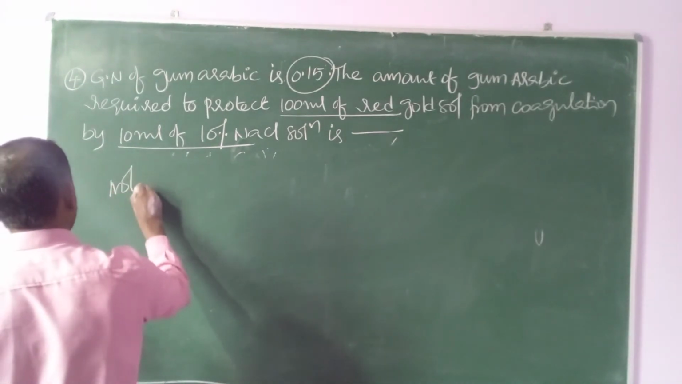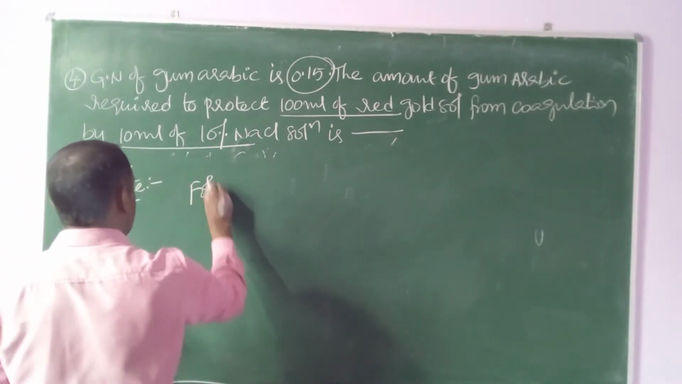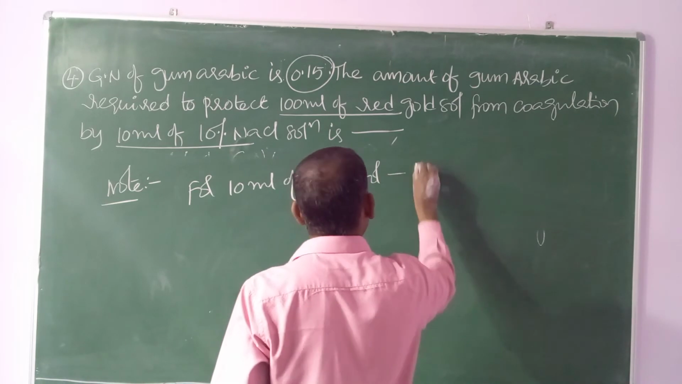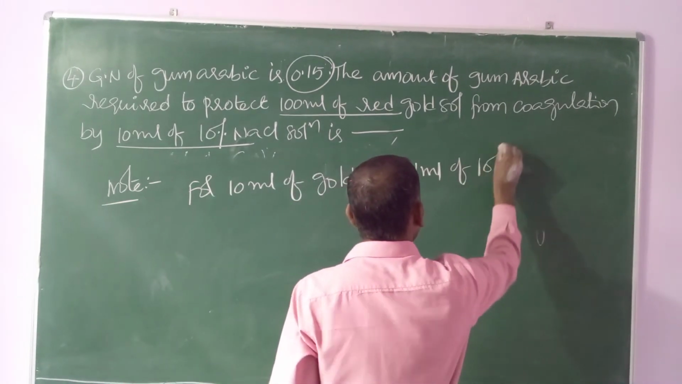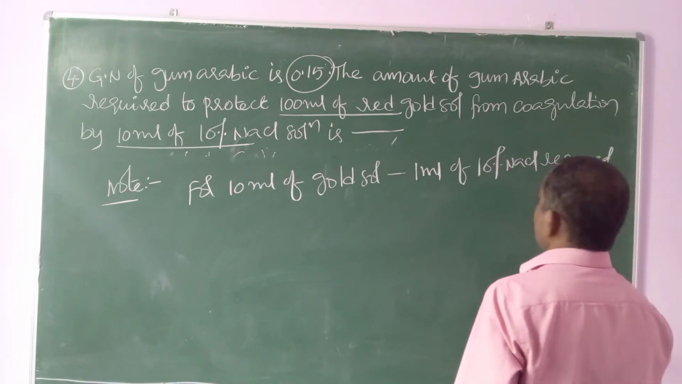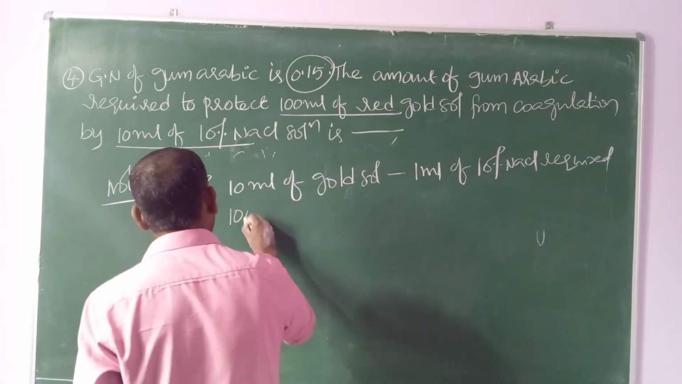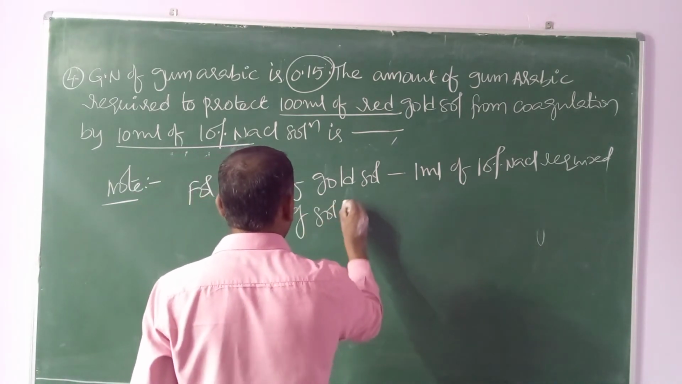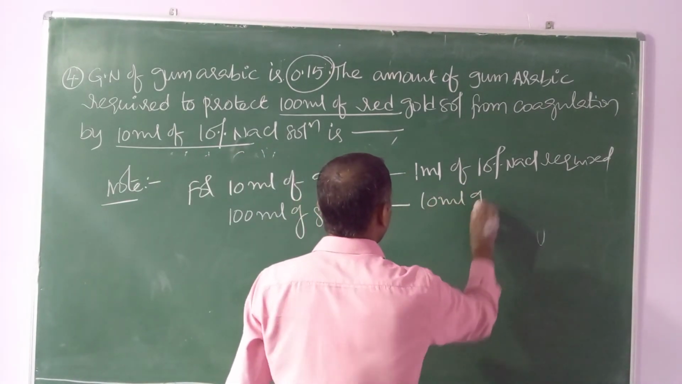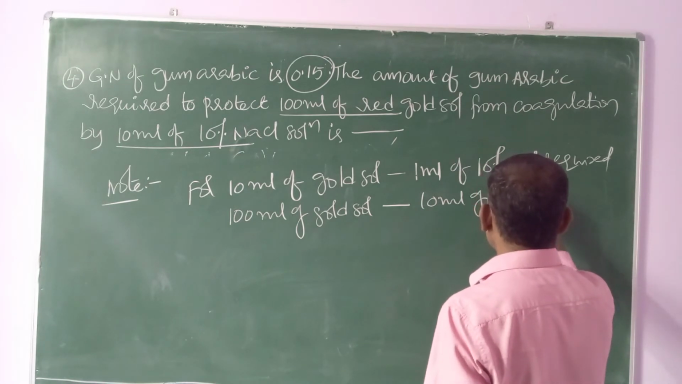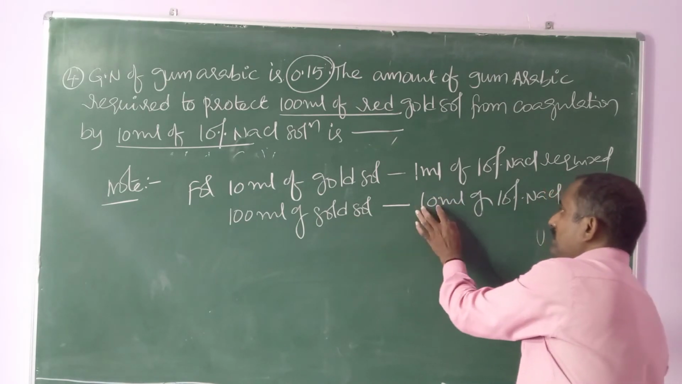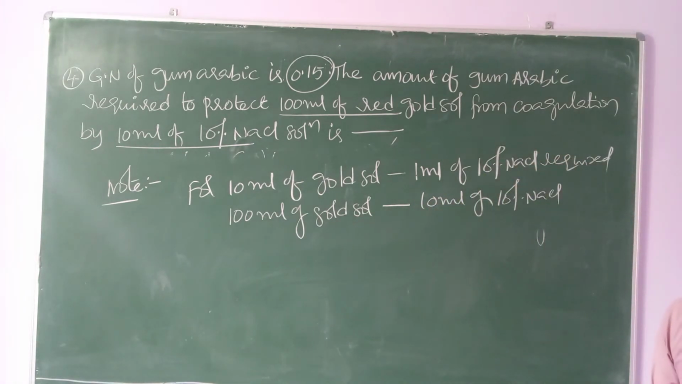A small note. For 10 ml of gold sol, how much NaCl is required? 1 ml of 10% NaCl required. Here how much gold sol they given? 100 ml of gold sol they given. For 100 ml of gold sol, here 10 becomes 100. Therefore 1 becomes here 10. 10 ml of 10% NaCl solution. So for 10 ml, 1 ml of NaCl they given a 100 ml of gold sol. Therefore 10 ml of 10% NaCl.